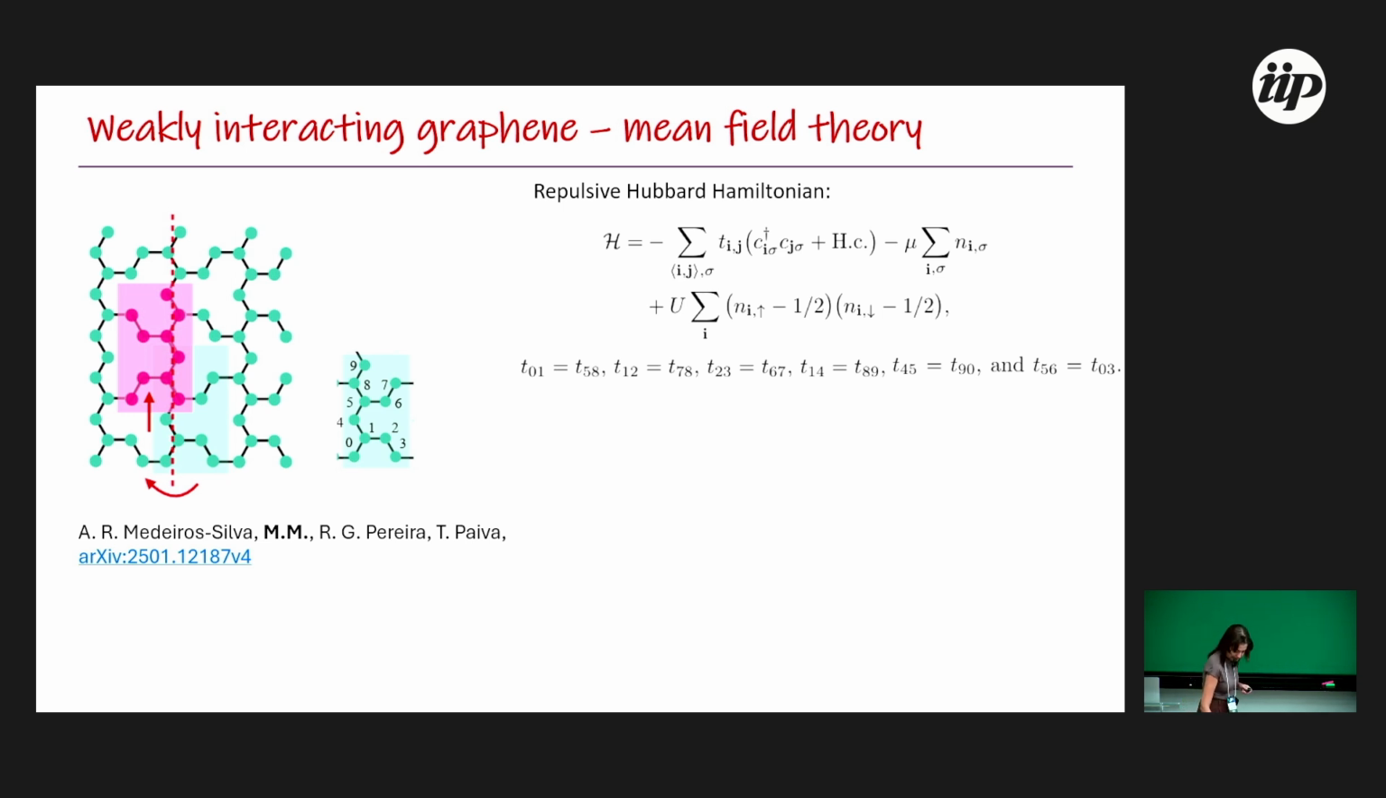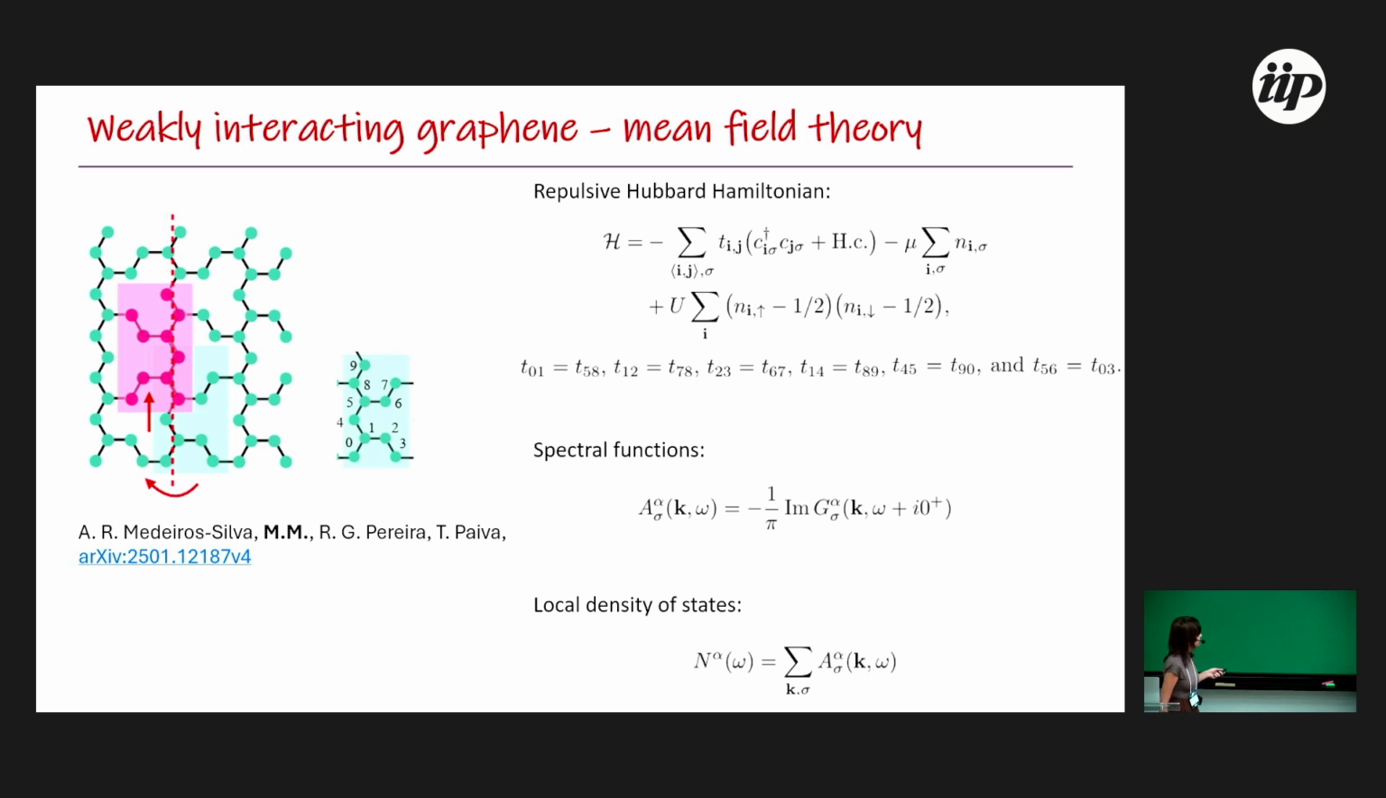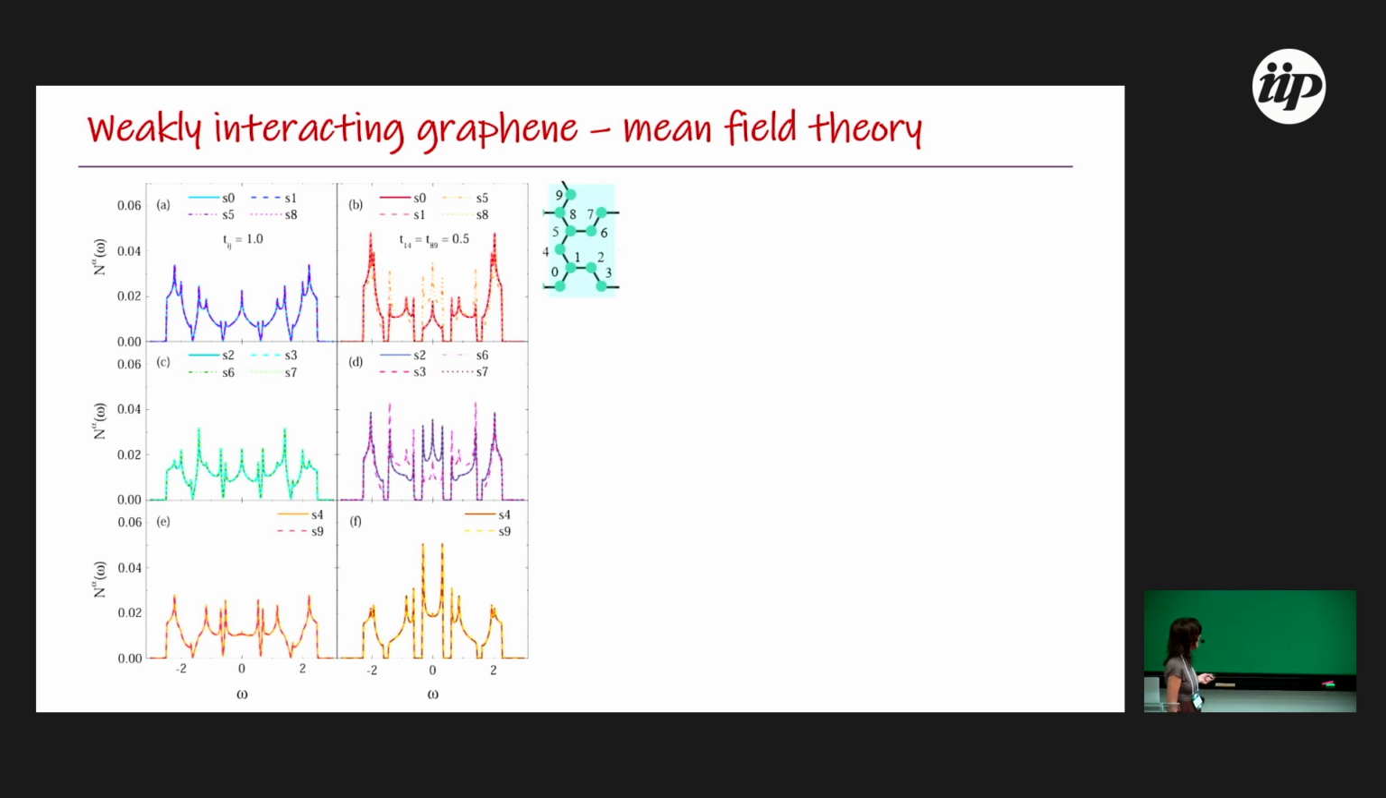But before that, we just want to calculate the spectral functions and local density of states for the non-interacting case, so U equals 0. Just compute the local density of states for this structure. And we found that, well, these are the results.